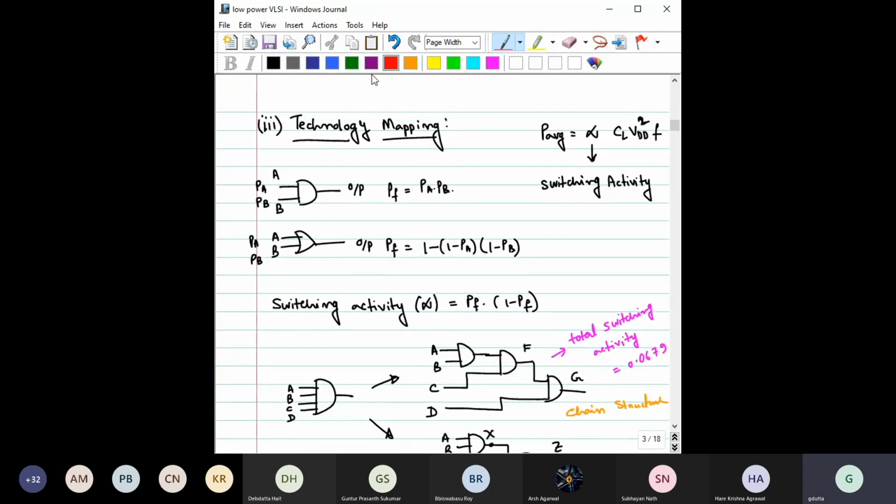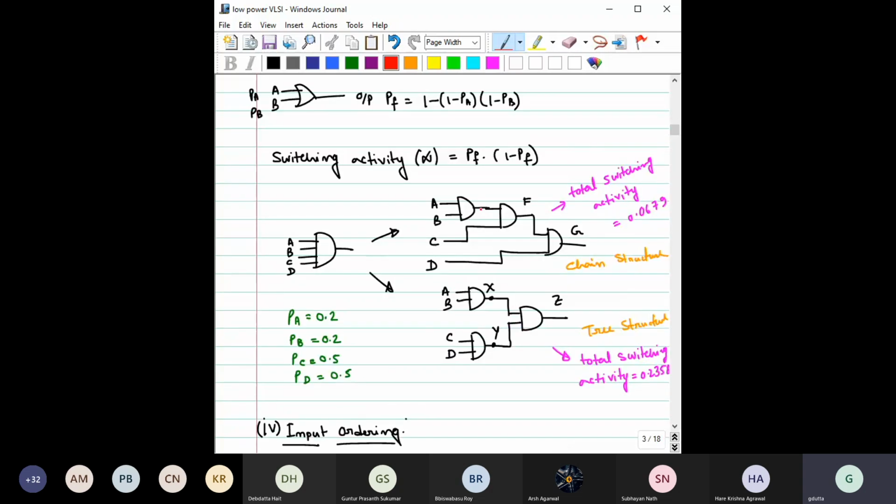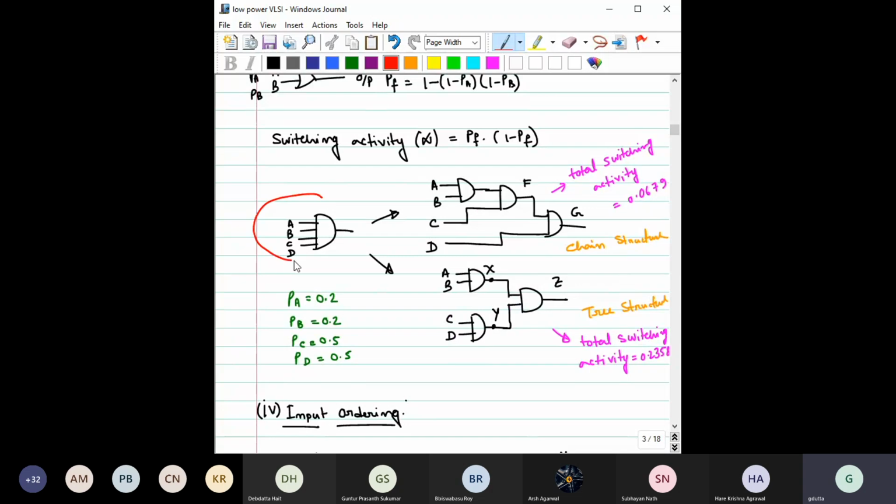The third one that we have discussed is called technology mapping. So technology mapping basically says something like this. Suppose you have to design a 4-input AND gate. One way that you could choose is like this. Another way you could choose is this one. So which way are you going to implement?